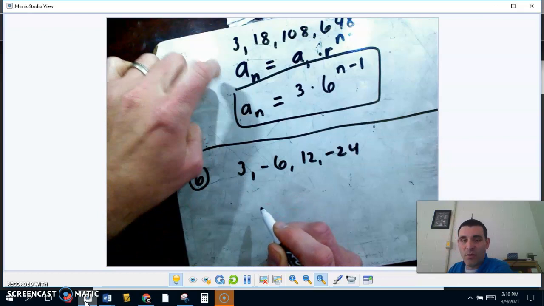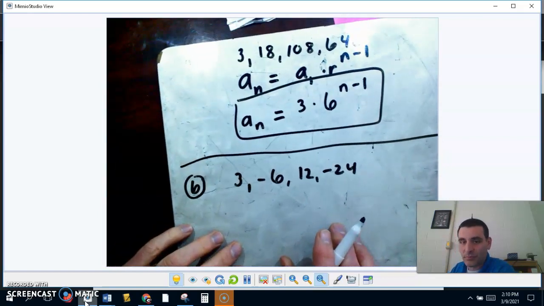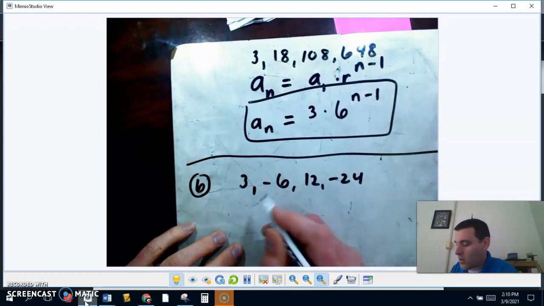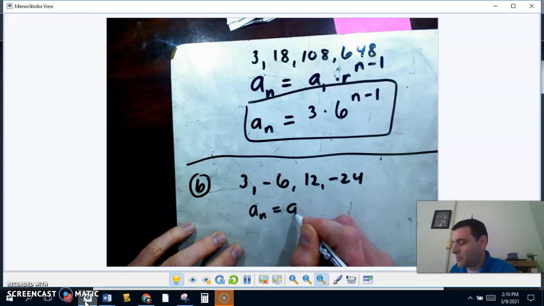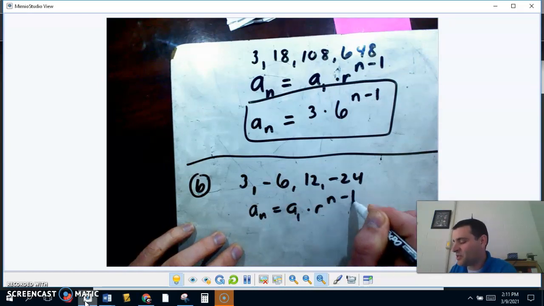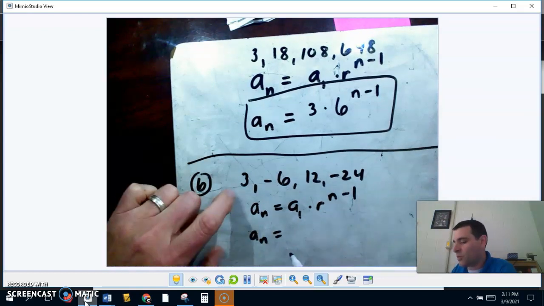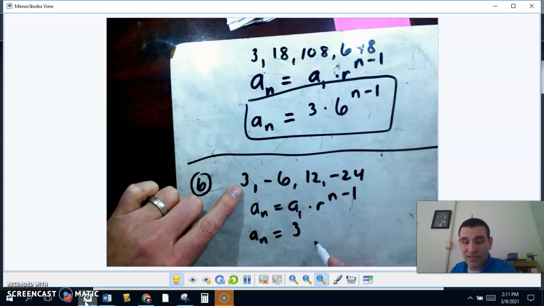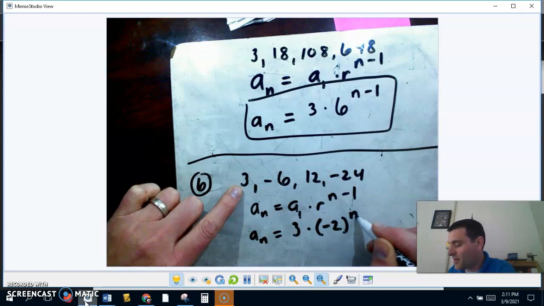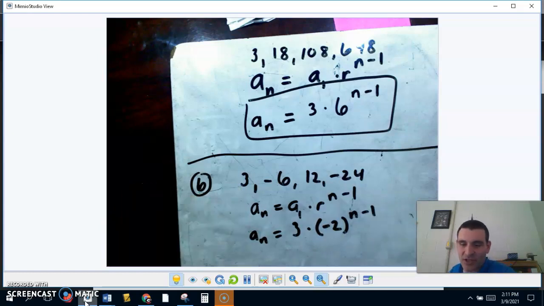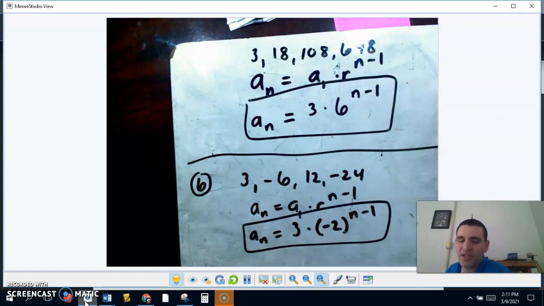So using the same formula from above, a sub n is equal to a sub 1 times r to the n minus 1. Again, we're going to leave n alone. A sub 1 will be 3 for the second time, just coincidentally. As we discussed, r is negative 2. You're going to want to put that in parentheses because of the negative to show that we're multiplying by the negative there. And this is your explicit formula. Okay, so quite simple there. Just determine a sub 1, determine r.